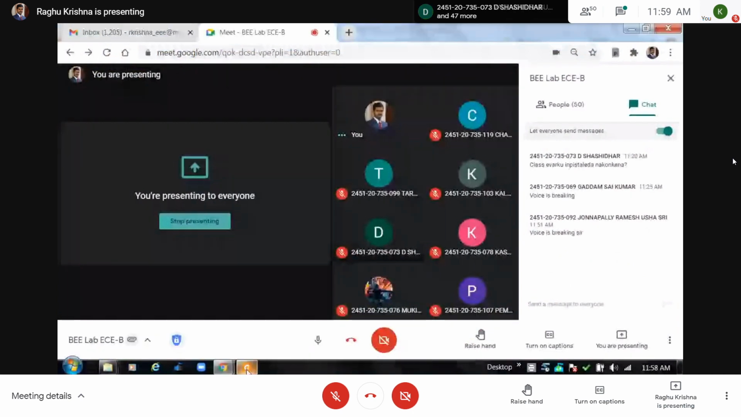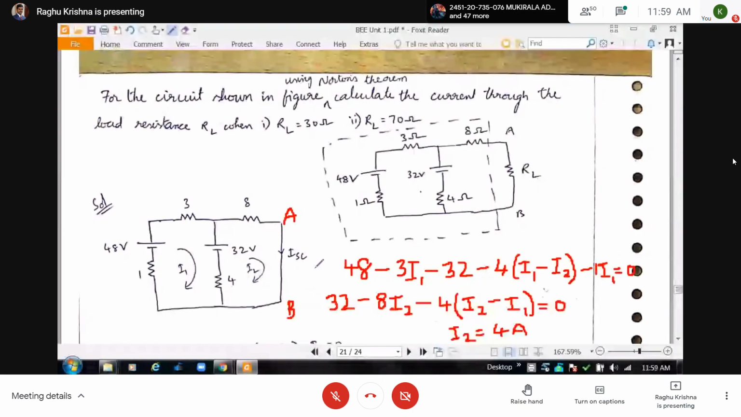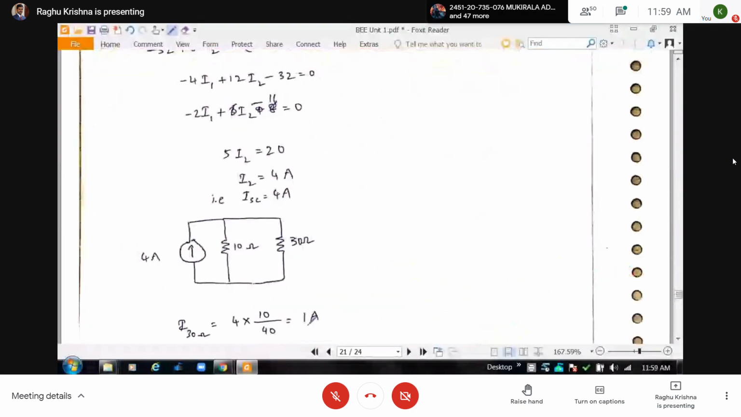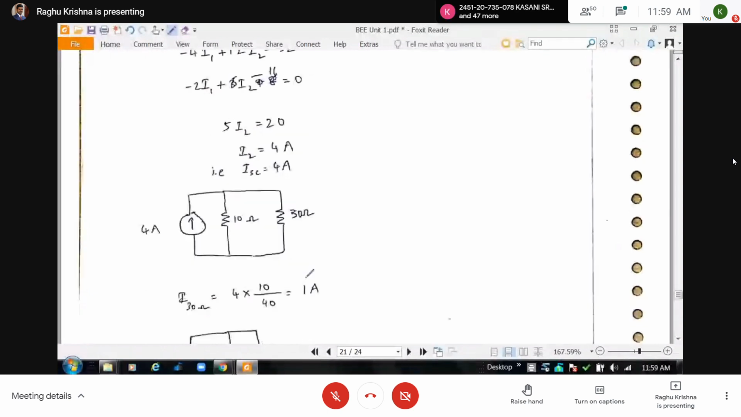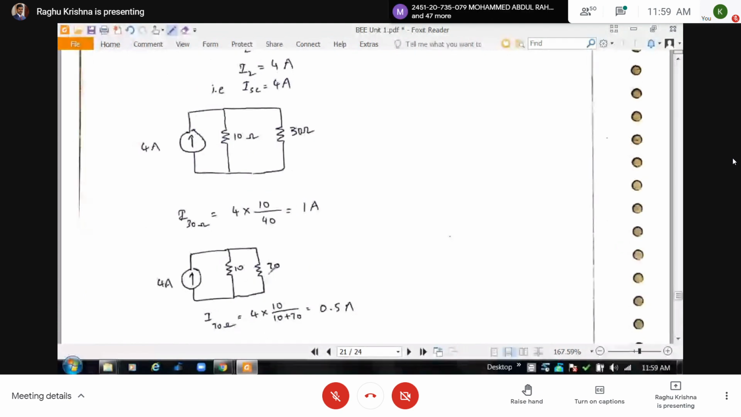So after getting ISC, next you have to find the equivalent resistance, which is equal to Norton's resistance. So that you are going to get as 10 ohms. If you substitute RL equal to 30, you are going to get IL as 1 ampere. If you substitute RL equal to 70, you are going to get IL as 0.5 ampere. Now here, Norton's theorem for circuits containing voltage sources and current sources is completed.